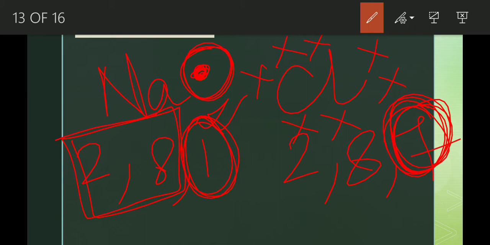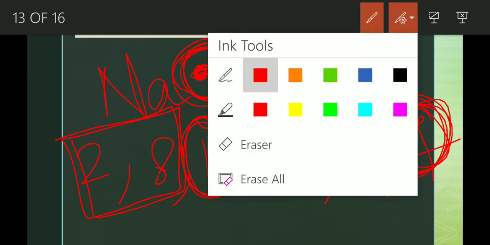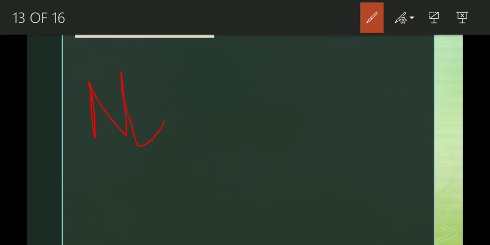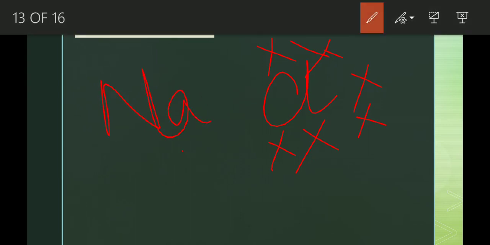So as to attain a stable electronic configuration, sodium needs to give this electron, and chlorine will accept this electron. So here sodium and chlorine, 7, right? So sodium will give this electron to chlorine, and the bond that will form is an electrovalent bond or ionic bond.